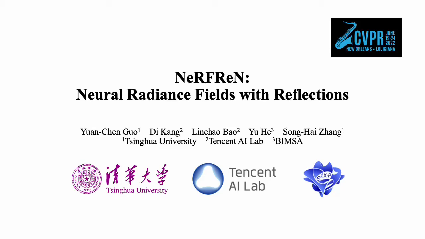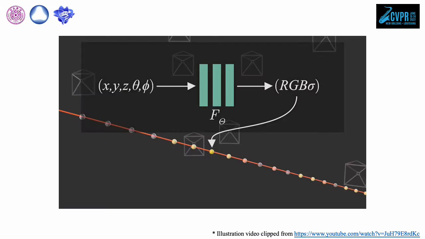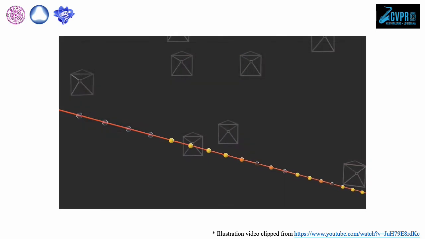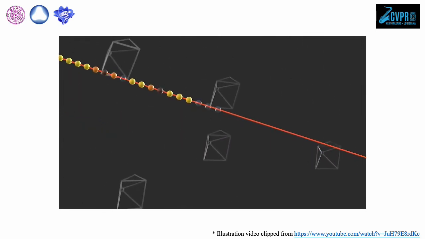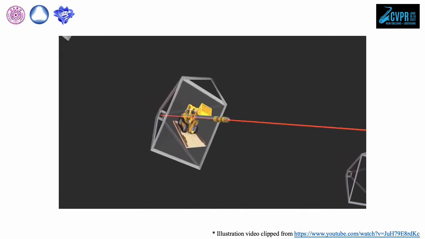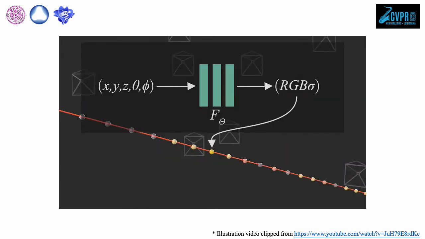We introduce NeRFReN, neural radiance fields with reflections. Neural radiance fields, or NeRF, is the state-of-the-art method for novel view synthesis. It models the density and radiance of each spatial location with a neural network, and synthesizes pixels by ray marching and volume rendering. NeRF is able to handle view-dependent effects by taking the view direction as network inputs.